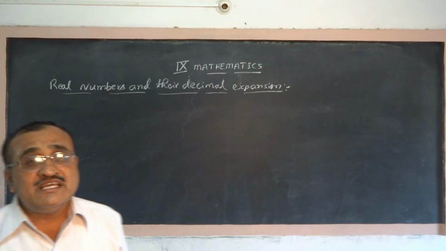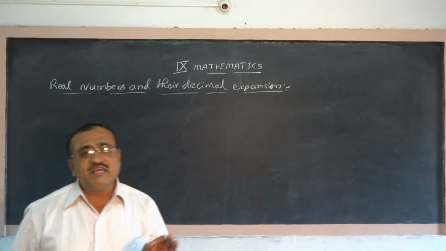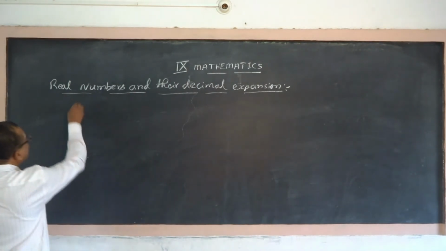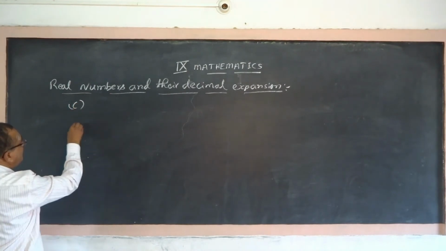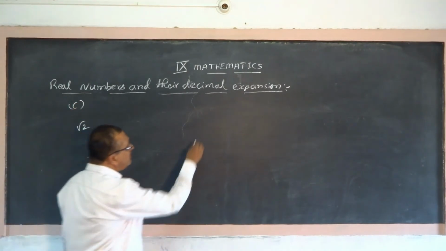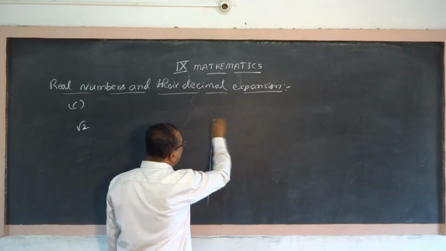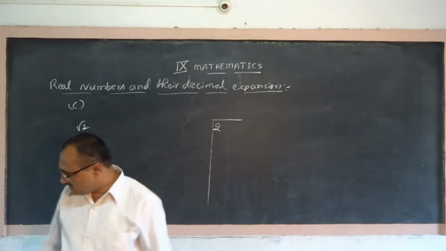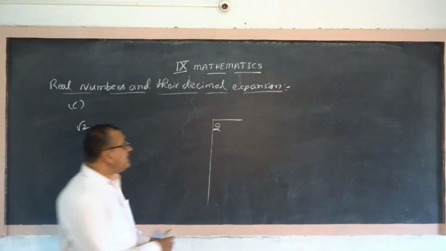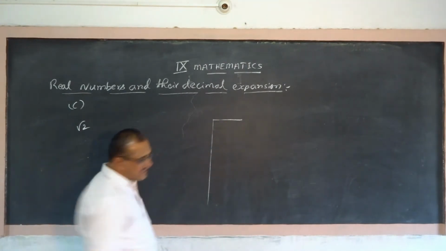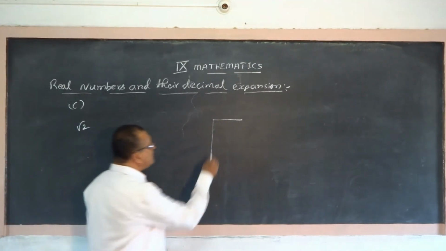So now take some irrational numbers. I will take just one example, that is case 3. One is √2. Find out the square root of 2. You know how to find the square root of 2 from 8th standard.